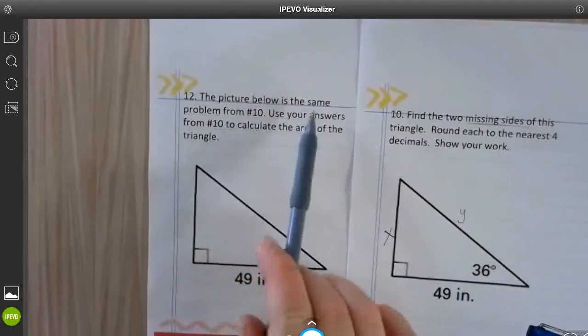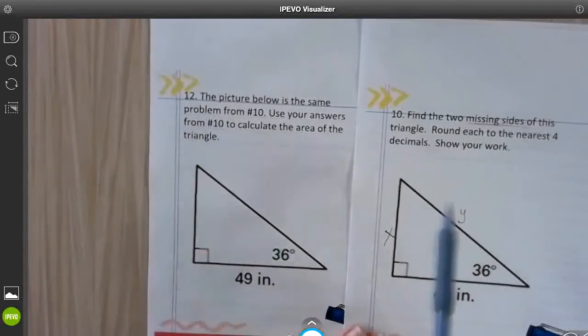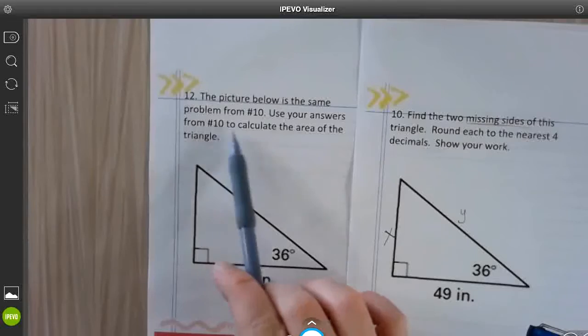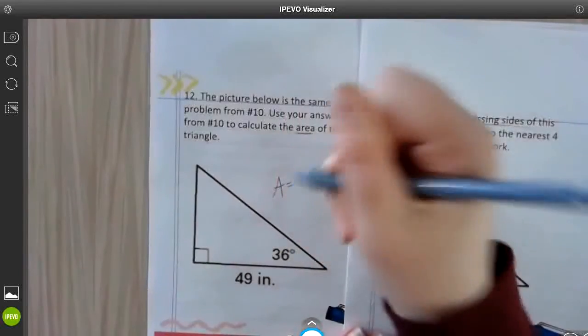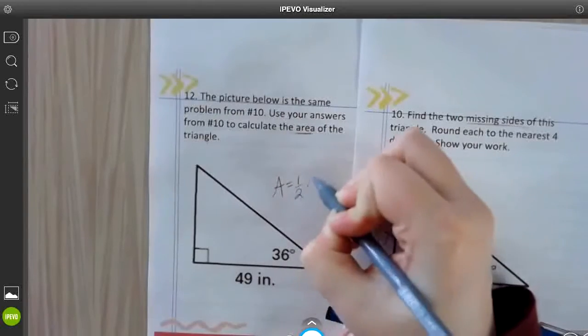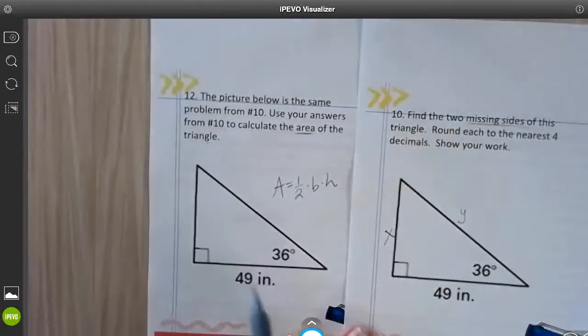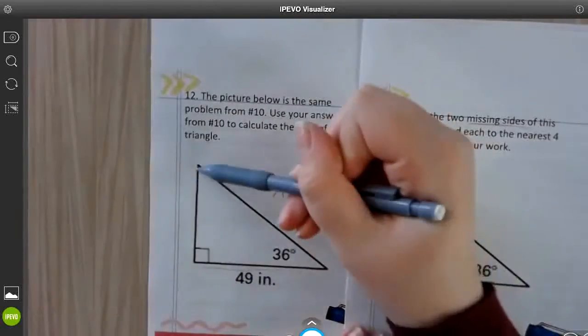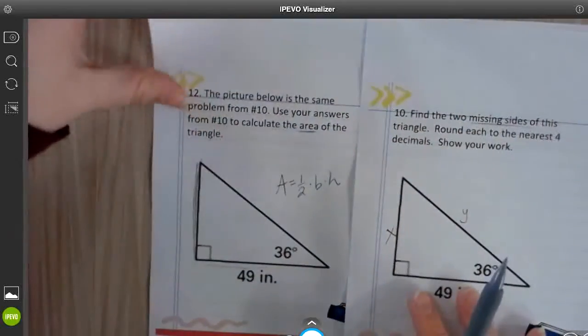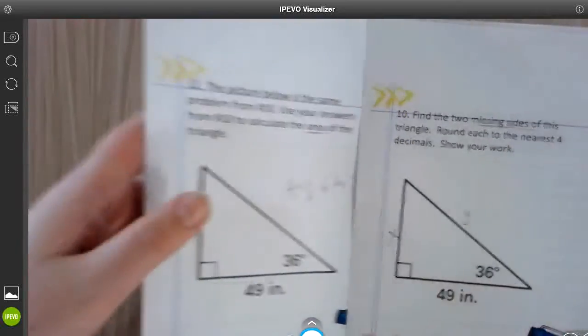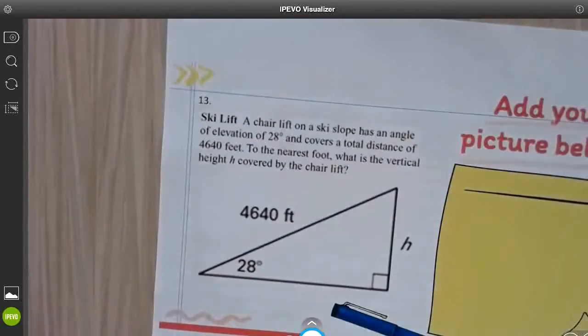And they're gonna say use the picture below in number 10 and use your answers for number 10 to calculate. Now we're calculating the area. The area of a triangle, in case you forgot, is 1/2 times base times height. So it would be this 49 times whatever you got for this height, and then all divided by 2. That's number 12. And then the last problem I'm going to do with you together is this number 13.